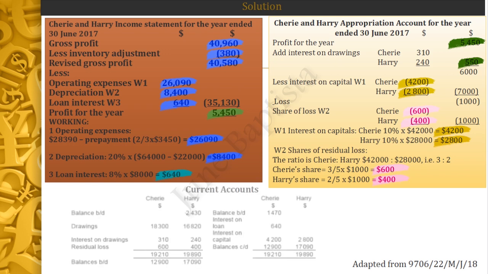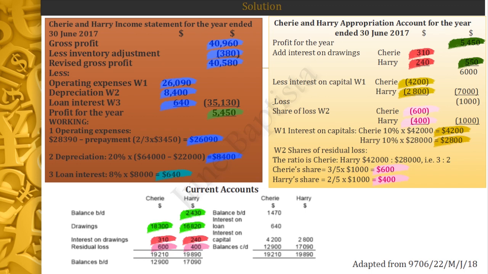Let us now look at the current accounts. On the debit side, Harry has a debit balance on his current account of $2,430 as per the information given. Drawings, Sherry $18,300, Harry $16,820 as per information given. Interest on drawings, Sherry $310, Harry $240 as per information given. Residual loss shared, Sherry $600, Harry $400.